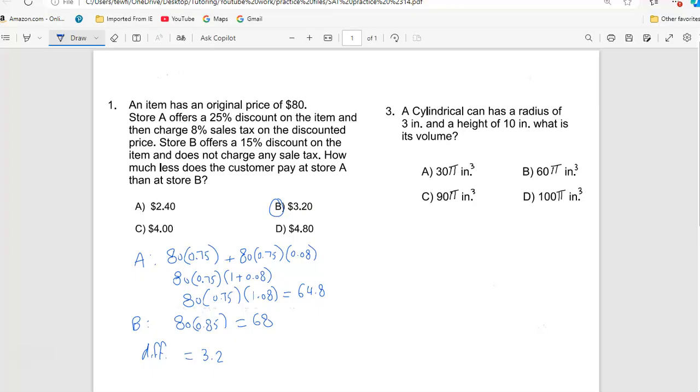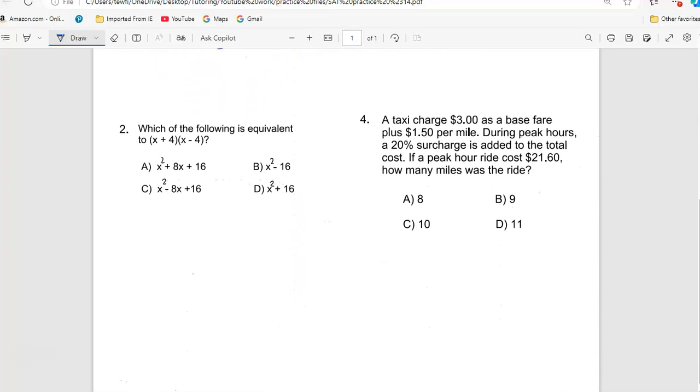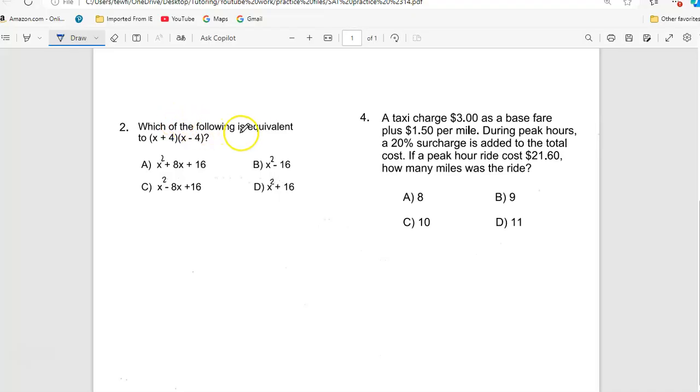Let's go to the next one here. For this one, which of the following is equivalent to x plus 4 times x minus 4? Your answer should be, alright, so this one is a special product, multiplying the sum by the difference. So if you remember the pattern, your answer should be the difference of their squares, which is x squared minus 16.